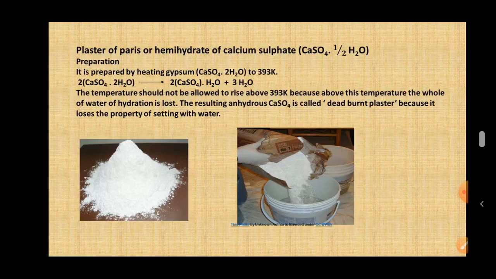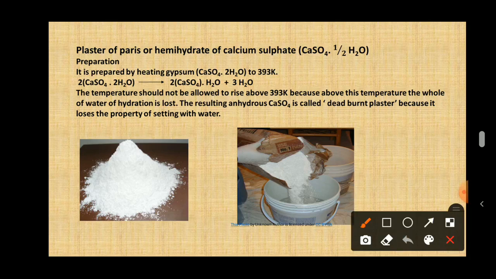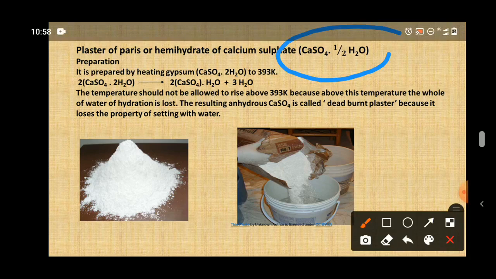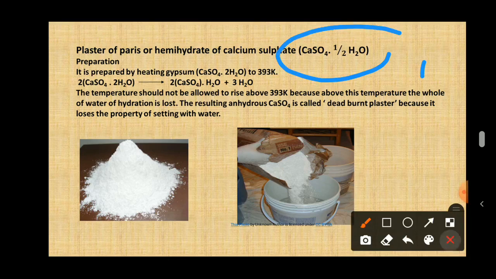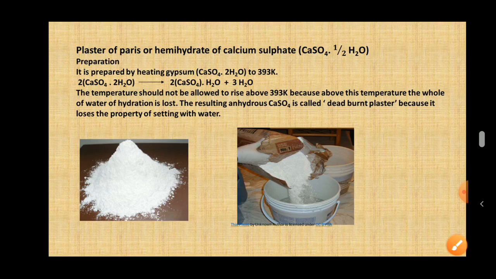Plaster of Paris, you have already heard this word, POP. Nowadays in newly built houses you can see the POP decorated materials. POP is nothing but plaster of Paris, or chemically it is called the hemihydrate of calcium sulfate. The formula is CaSO4 half H2O, calcium sulfate hemihydrate.